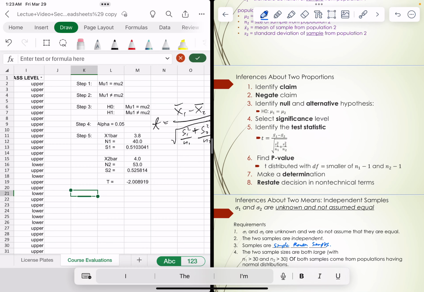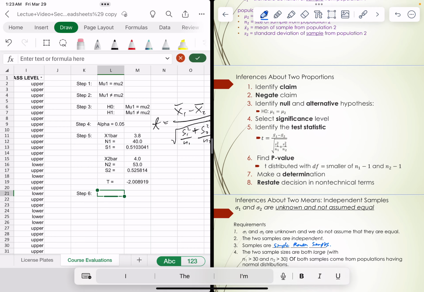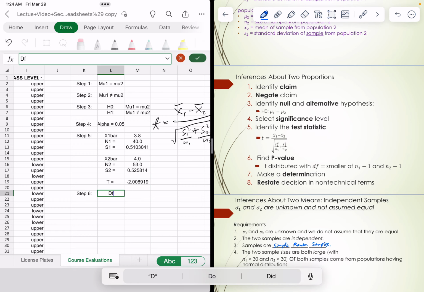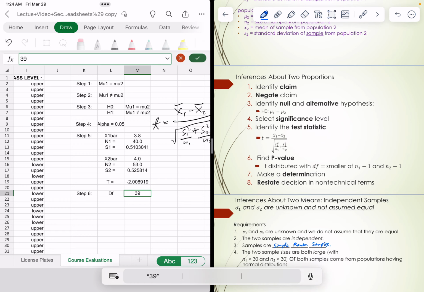Okay, step 6, p-value. It's a t-distribution with the degrees of freedom of the smaller of n minus 1 and n minus the other. So degrees of freedom is going to be 39. Because 39 is n1 minus 1, and that is smaller than n2 minus 1.